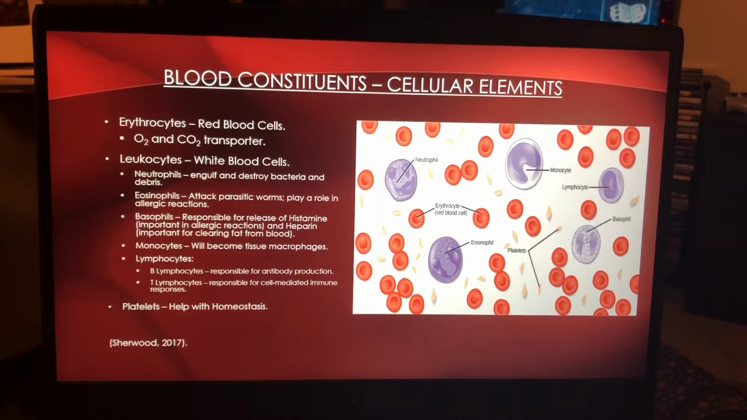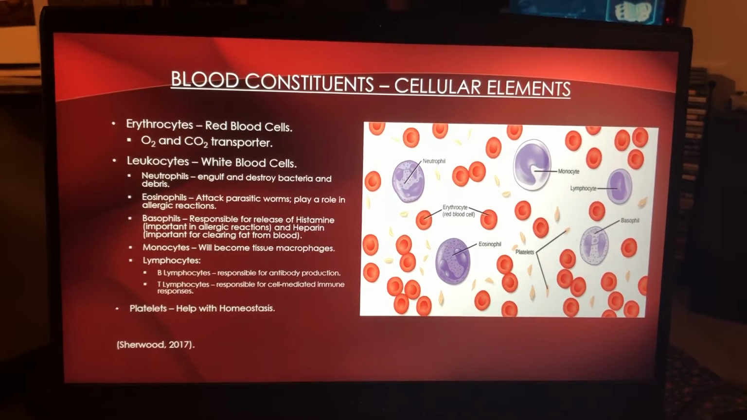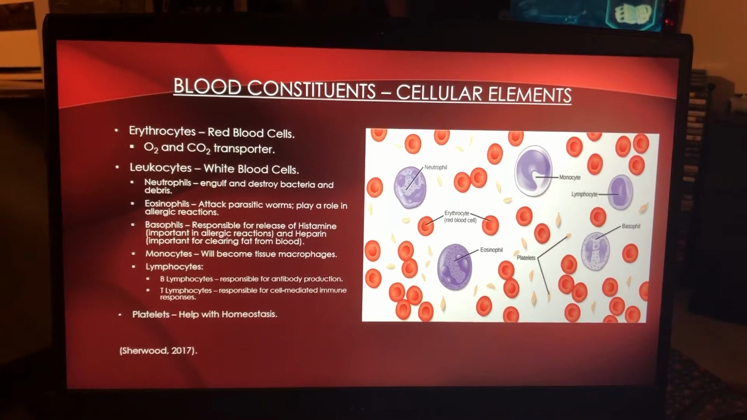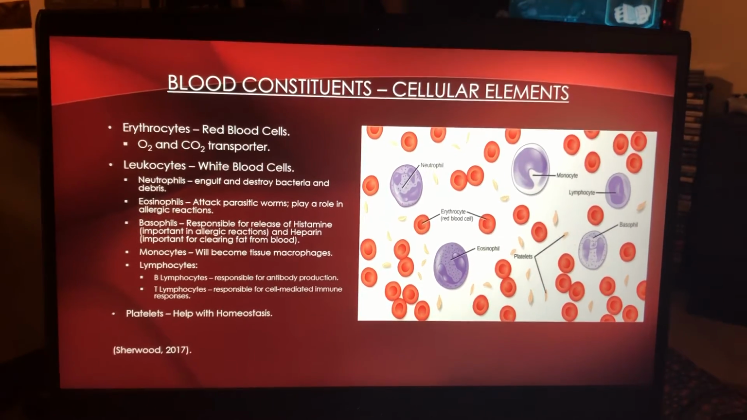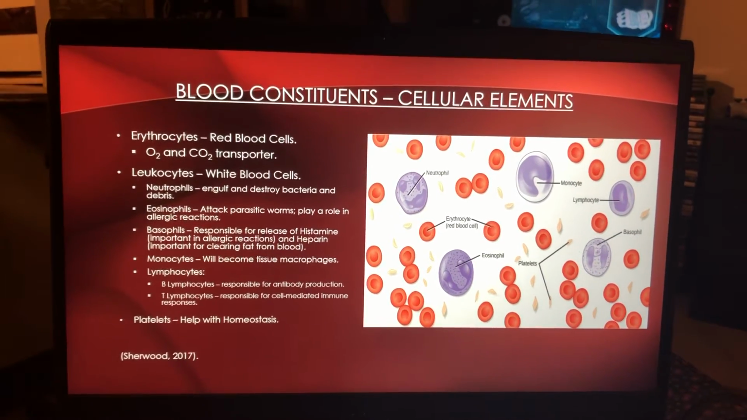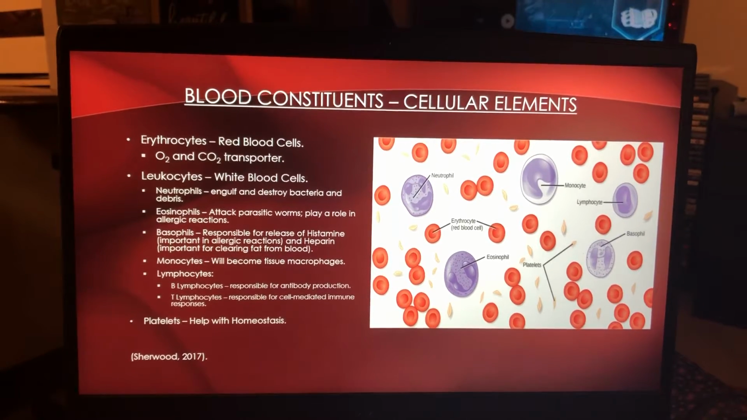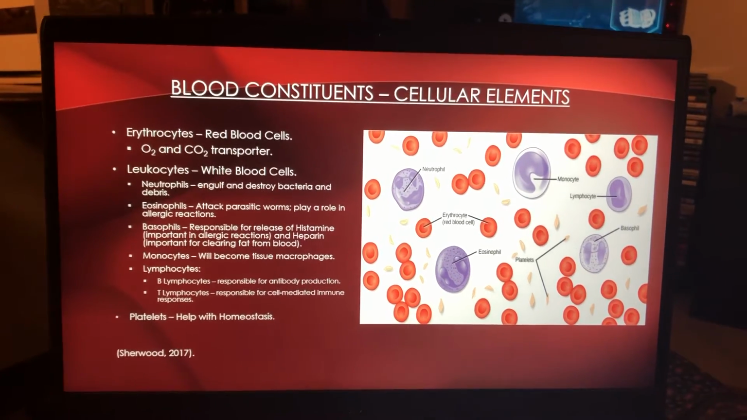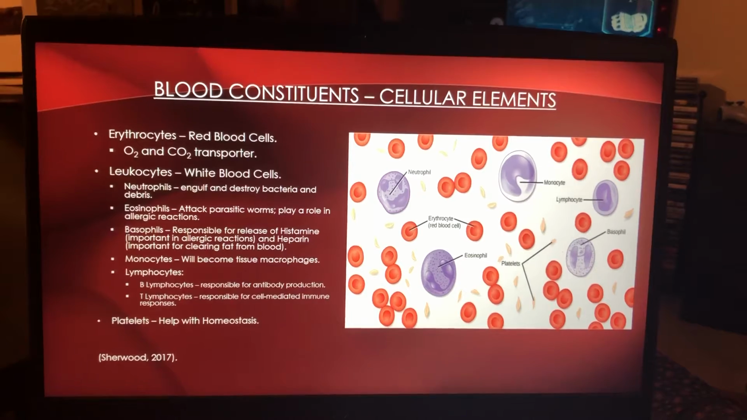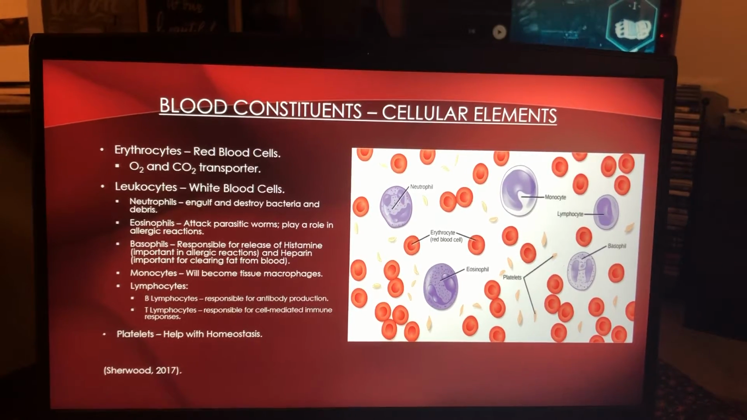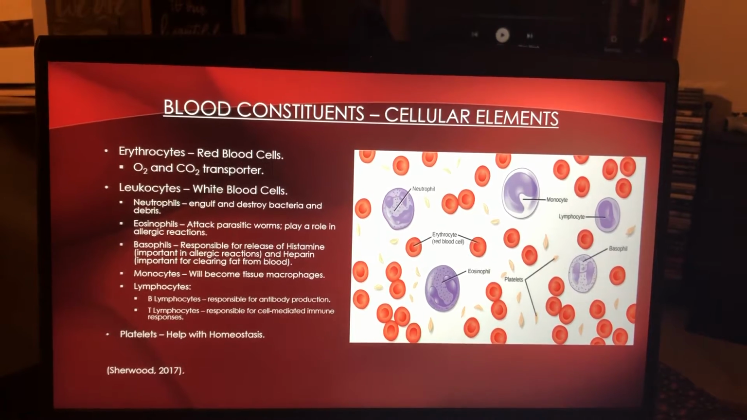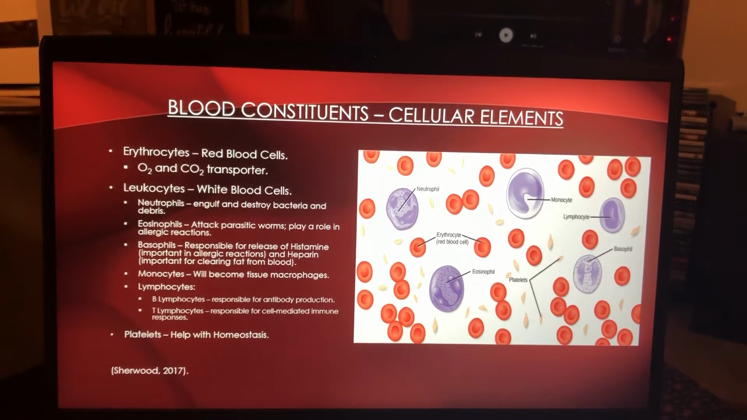Eosinophils, which attack parasitic worms, so like a tapeworm that we might get in our gut. These are what would be responding to that and helping to destroy that worm, that foreign thing in our body. They also play a role in allergic reactions, so they help fight when we have an allergic reaction to something that we're allergic to. Next is the basophils, which are responsible for the release of histamine, which probably sounds familiar because we take antihistamines like Benadryl.